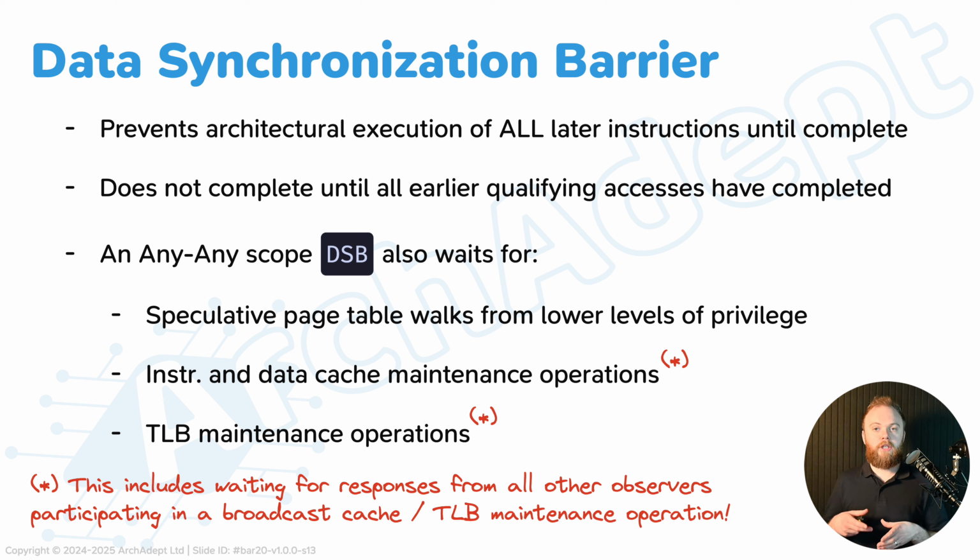So you'll recall that a DMB provides a guarantee that qualifying memory accesses before the barrier will be observed before any qualifying memory accesses after the barrier, when those accesses are eventually observed. But the DMB tells you nothing about when that will actually be. That is to say, when those accesses are actually observed is some indeterminate point in the future. Not so with a DSB.